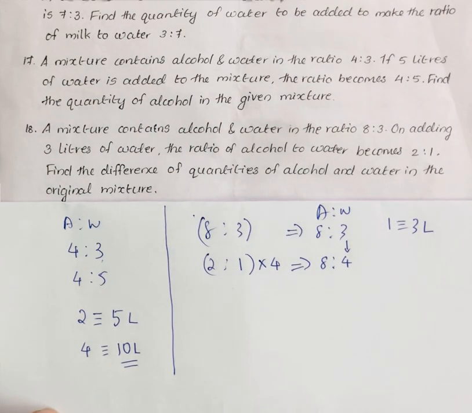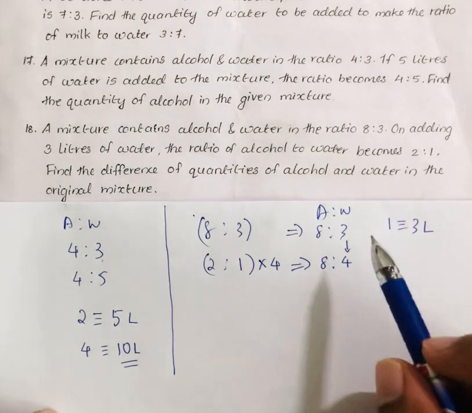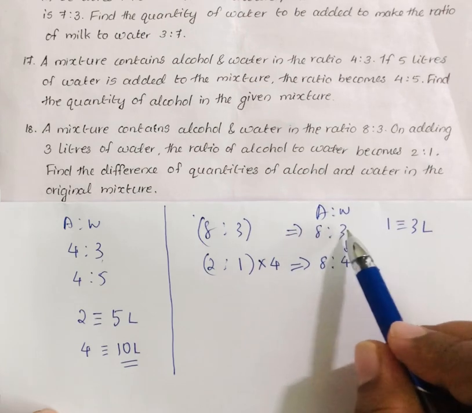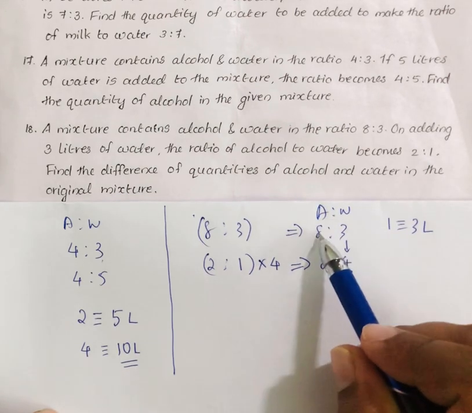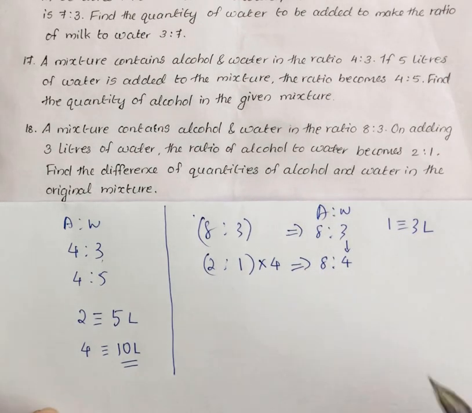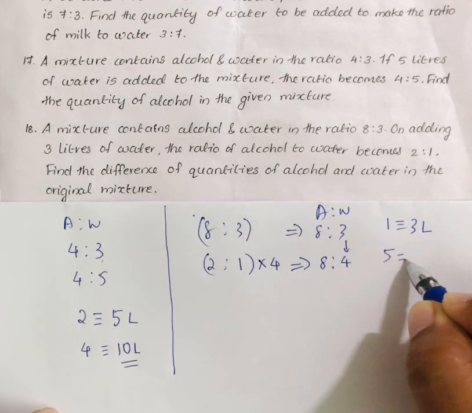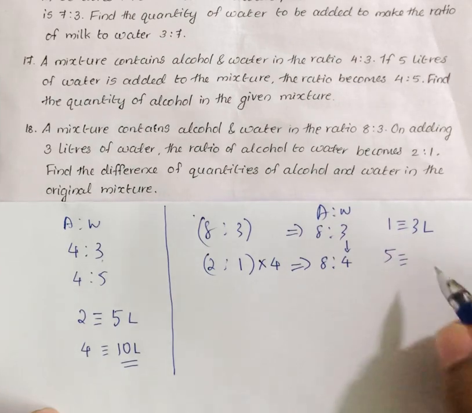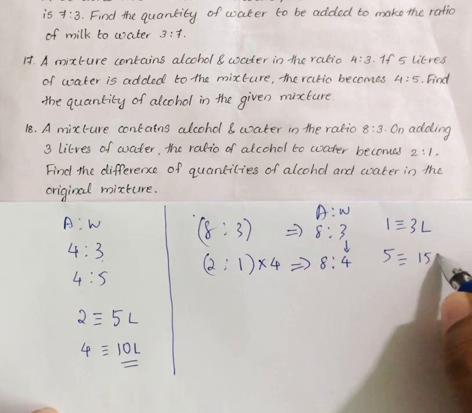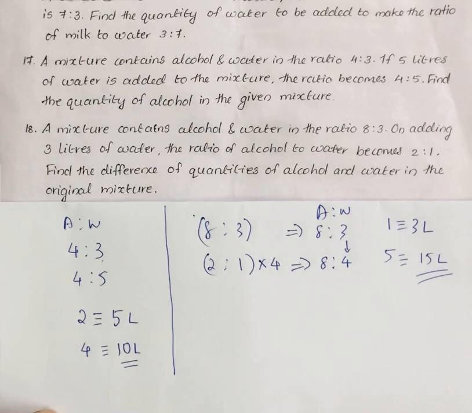I need to find the difference of quantities of alcohol and water in the original mixture. So the difference of quantities of alcohol and water in the original mixture means this 8:3. So 8 minus 3. So I need to find the value of 5 part. 1 part is 3 liters. So 5 part will be 5 into 3, 15 liters. This will be your answer.